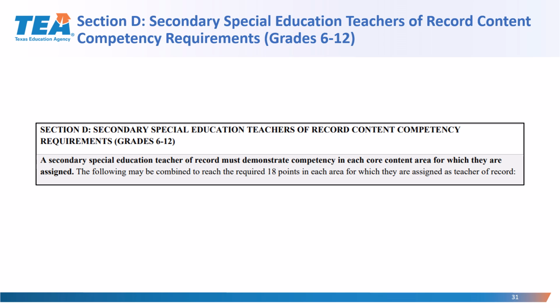Next, Section D of the worksheet will be completed for secondary special education teachers of record. As a reminder, secondary special education teachers of record, those serving in grades 6 through 12, must demonstrate content competency in each core area for which they are assigned by meeting the required 18 points in each content area they are assigned as teacher of record.